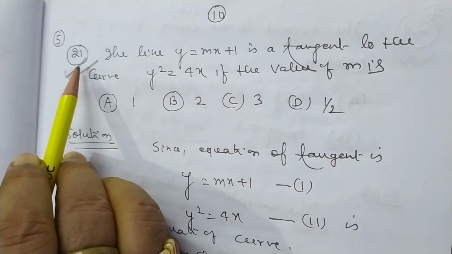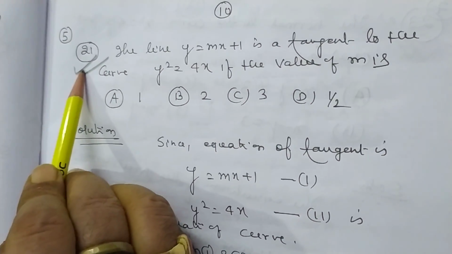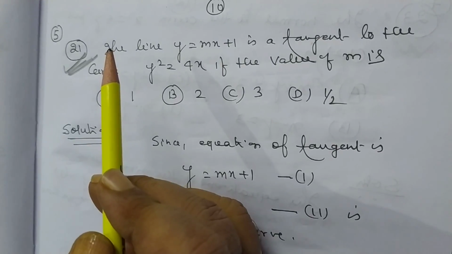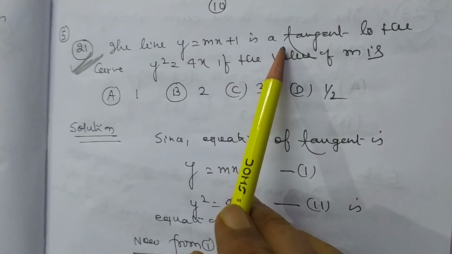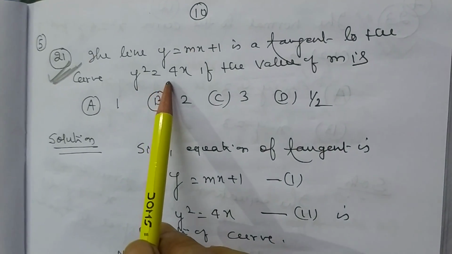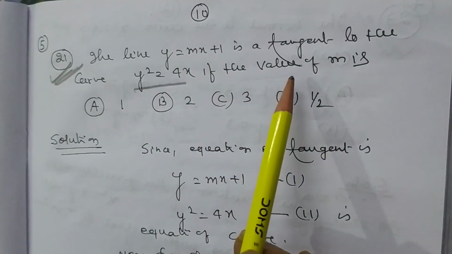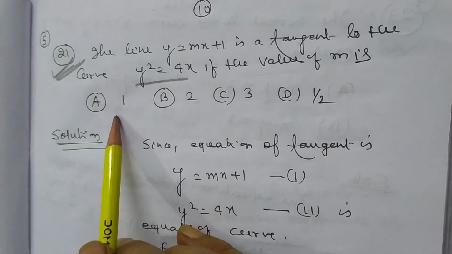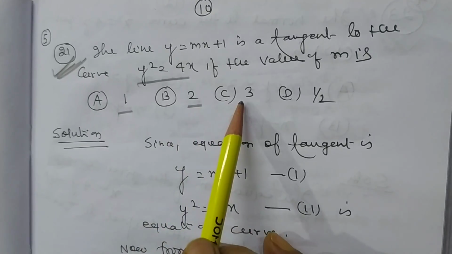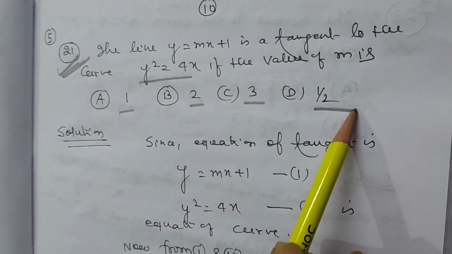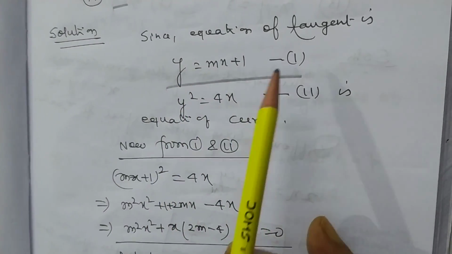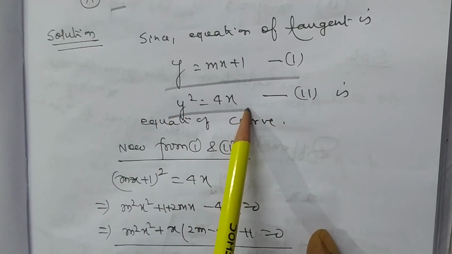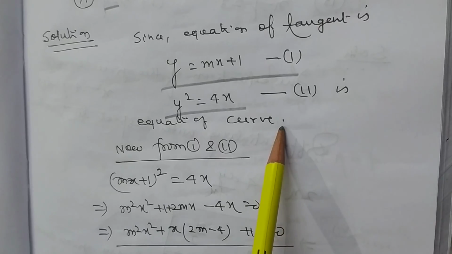Now my dear students, I want to solve problem number 21. The line y = mx + 1 is a tangent to the curve y² = 4x if the value of m is 1, 2, 3, 1/2. Since the equation of the tangent is y = mx + 1, and y² = 4x is the equation of the curve.